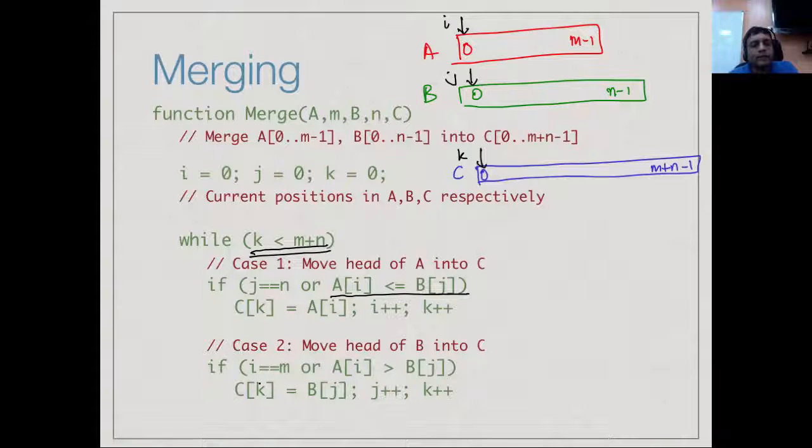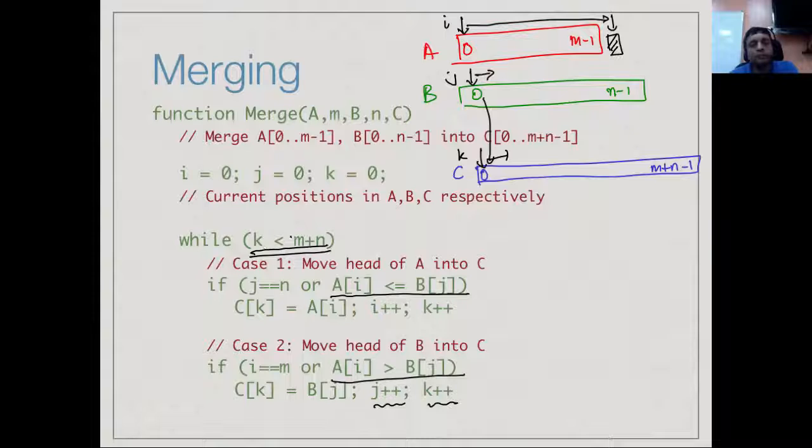So the symmetric case is when we have A[i] bigger than B[j]. So if A[i] is bigger than B[j], then what we want to do is copy this value here. So we want to move j up and k up. So we copy C[k] is equal to B[j], copy the value at B[j] to C[k], and increment both j and k. And like we did earlier, the other reason we might want to do this is if we have already exceeded the length of A, so if A has been exhausted, then we would also move the next element blindly from B to C.